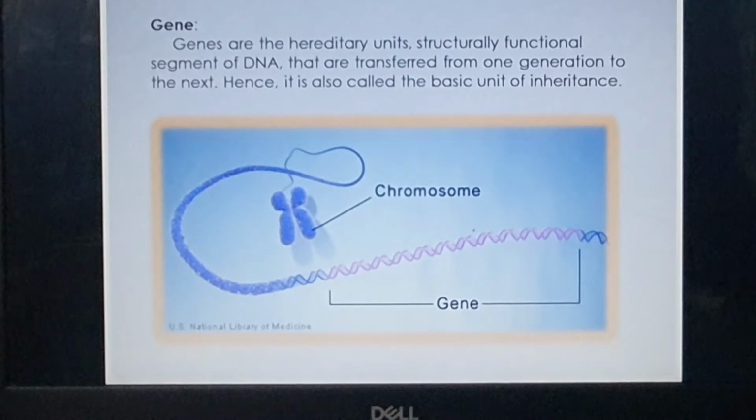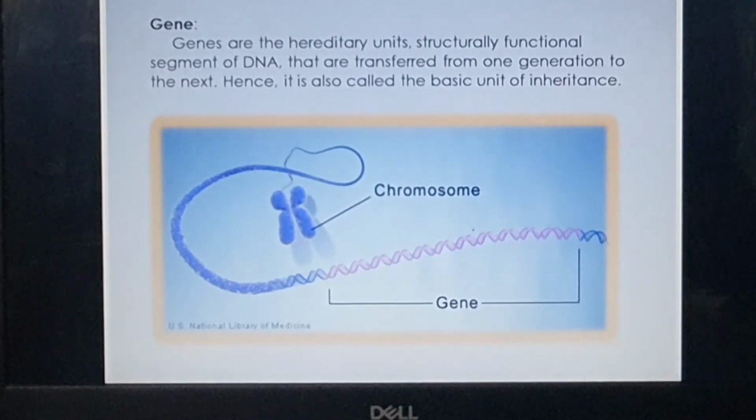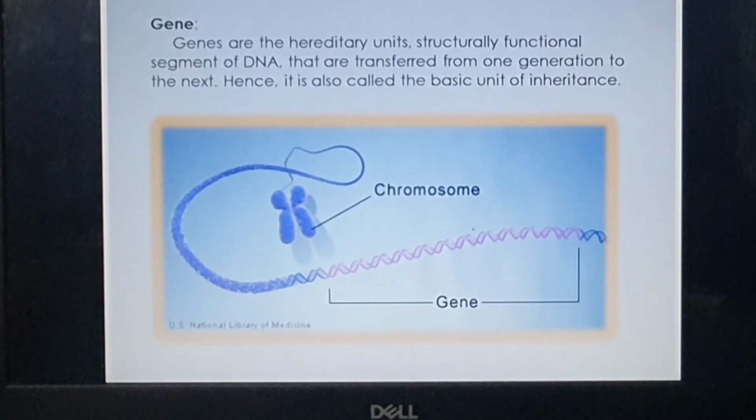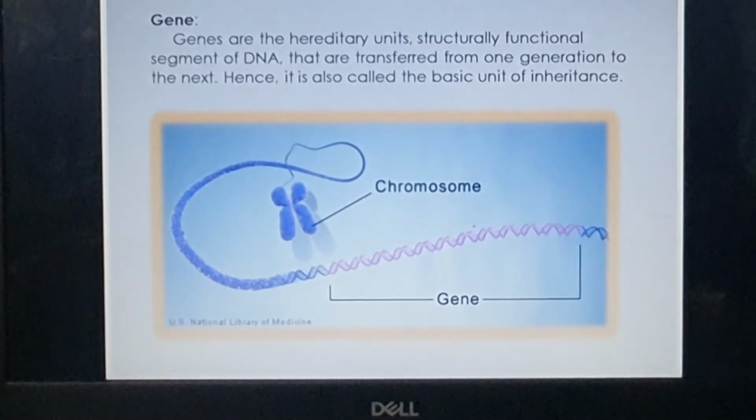What is a gene? We all know, and if you don't know, we will discuss it. Genes are the hereditary units, that means these are the units on which heredity depends. Structurally, it is a functional segment of DNA that is transferred from parents to offspring, from one generation to the next, and keeps transferring. The whole gene is not transferred. We get some part from our father and some part from our mother. That's why we are not the same. We get a half copy from our mother and a half copy from our father. So a gene is a basic unit of inheritance and we get it from our parents.